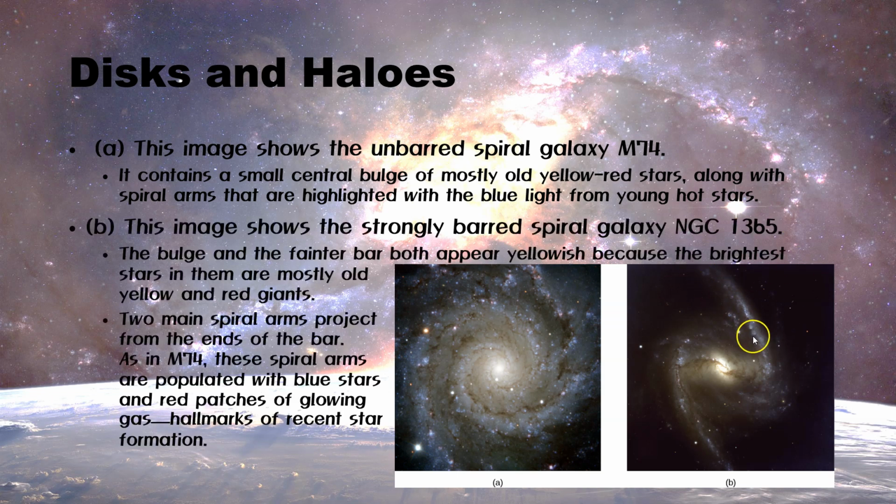But then when we look at image B, we can see a strongly barred spiral galaxy. You can see right here this kind of central region in NGC 1365. The bulge and the fainter bar both appear yellowish because the brightest stars in them are mostly old yellow and red giants. Two main spiral arms project from the ends of the bar. As in M74, these spiral arms are again populated with blue stars and red patches of glowing gas, hallmarks of recent star formation.